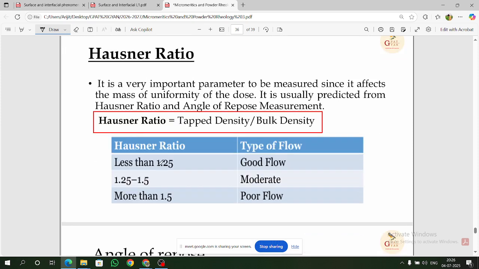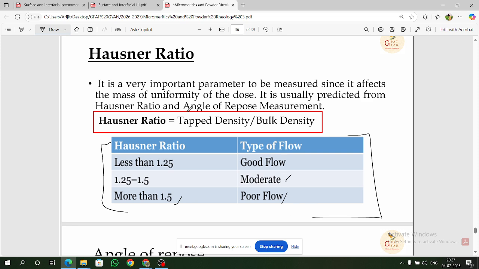For the Hausner ratio, good flow means less than 1.25, 1.25 to 1.5 is moderate, and more than 1.5 is poor flow. You only have to remember this data, because every year they try to give questions from here. If there is a little exception, that is a different case, but they actually ask you which one is moderate flow, which is good flow. The Hausner ratio is the tap density divided by the bulk density.